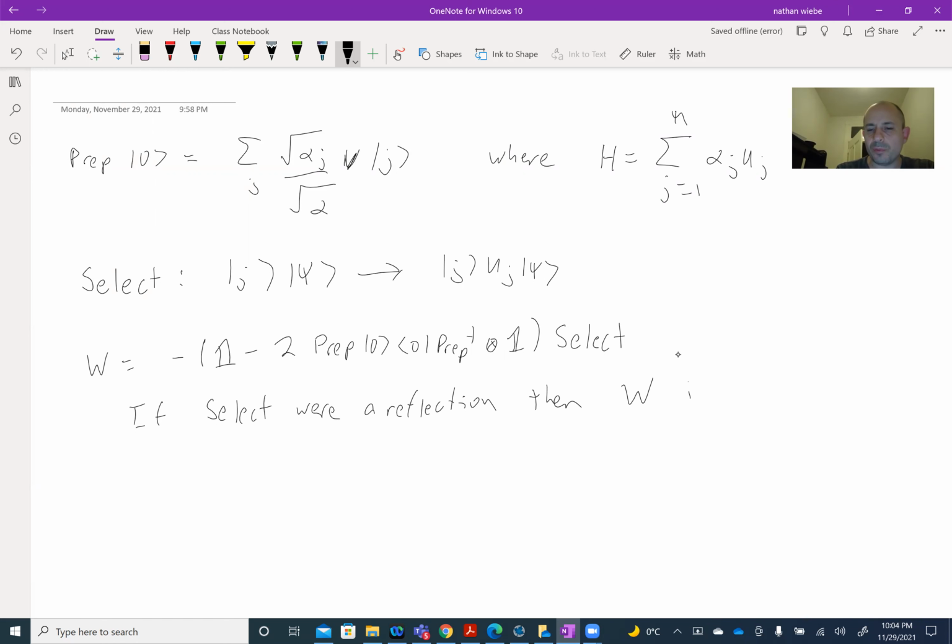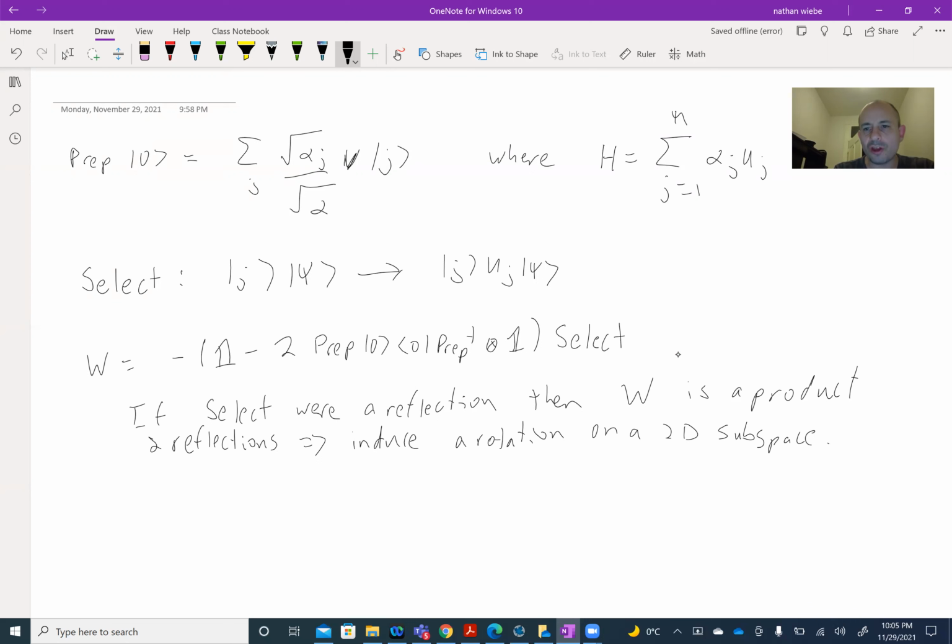So W is a product of two reflections, which we saw from our previous analysis implies that it would induce a rotation on a 2D subspace. Okay, so that's what we expect.